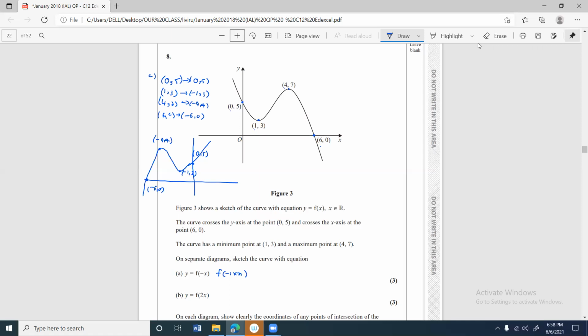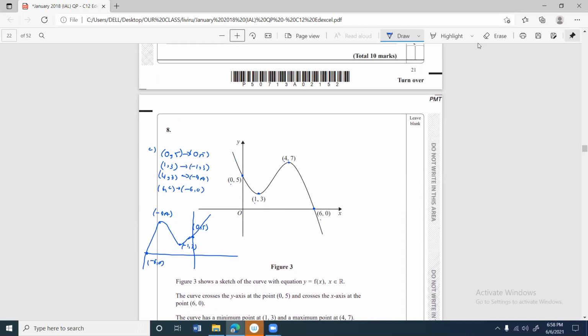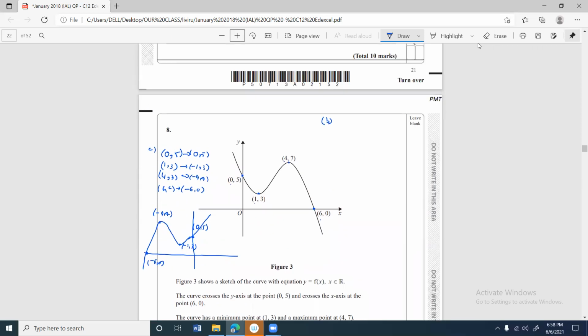f(2x). What happens here with f(2x)? 2 times x means that one also affects the x-axis. You have to divide all x coordinates by 2. (0, 5) doesn't make an issue; 0 divided by 2 is also 0. Then (1, 3) turns into (1/2, 3). Then (4, 7) turns into (2, 7). Then (6, 0) turns into (3, 0).